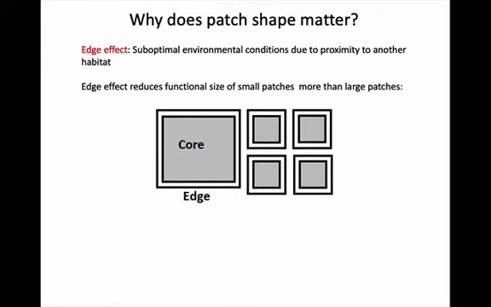Edge effect is the suboptimal environmental conditions that you find around the edge of a patch because of its proximity to a different kind of habitat. So it's really easy to understand this when you think about forests surrounded by fields. What's the difference between the interior of a forest and an open field?